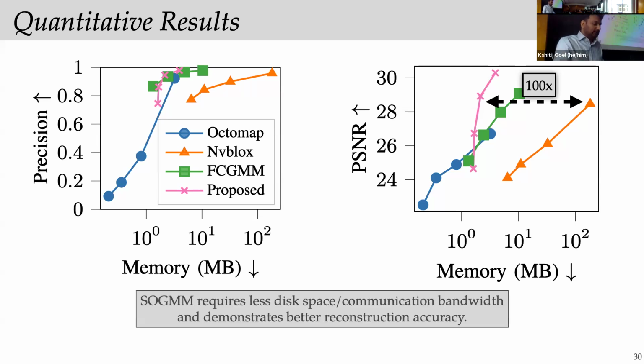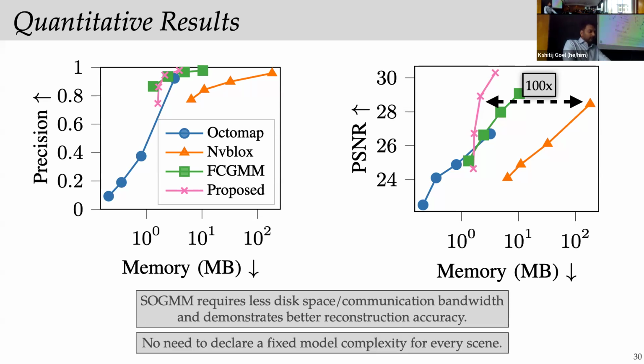The takeaway here is that the SOGMM method requires less disk space and communication bandwidth and demonstrates better reconstruction accuracy than prior methods. And also, there is no need to declare a fixed model complexity for every scene. The method adapts to the scene complexity.